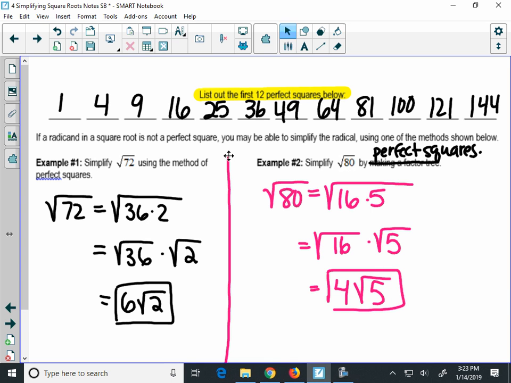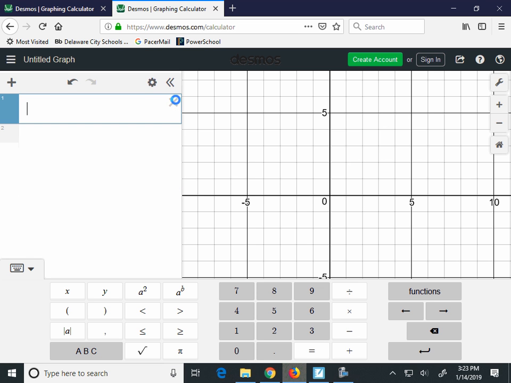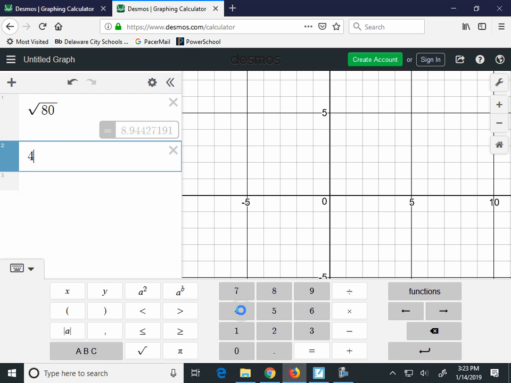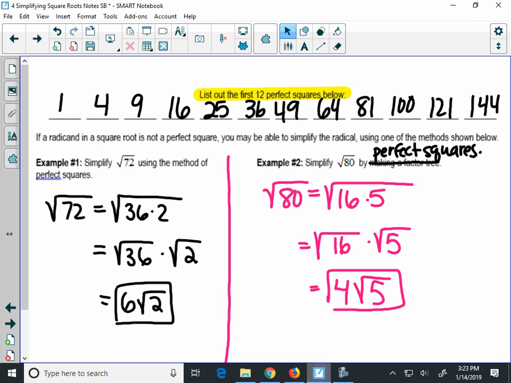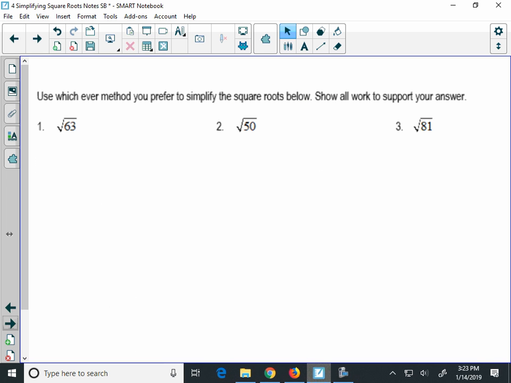Again, you can check your work using Desmos here. We can take the square root of 80 and 4 radical 5, and we get the same thing. So we know we simplified accurately. Now we're just going to practice a bunch down here in the next part. We have 6 practice problems. We still need to know our perfect squares, so I'm going to rewrite them here at the top.